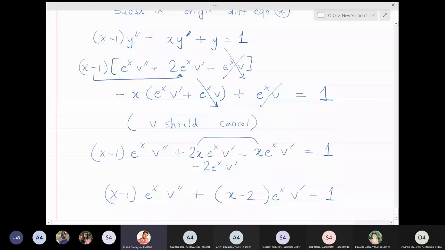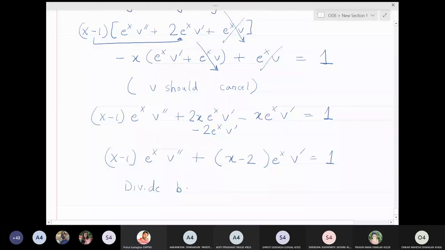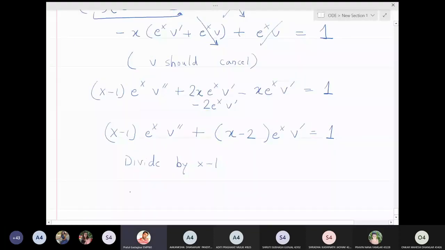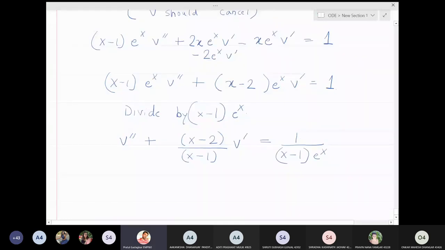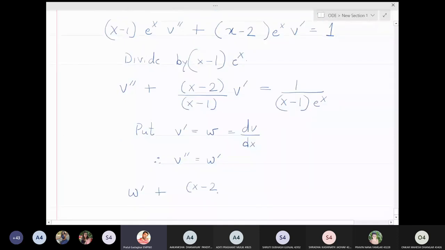And therefore, if I divide by x minus 1, what am I going to get? I'll divide both sides by x minus 1 and e power x. So it will be v double dash plus x minus 2 upon x minus 1 v dash is equal to 1 upon x minus 1 e power x, where e power x cancels. Okay, and therefore we have v dash and v double dash. Now you put v dash is equal to w, meaning dv by dx we put w. If v dash is w, therefore v double dash will become w dash. Therefore this is w dash plus x minus 2 upon x minus 1 w equal to 1 upon x minus 1 e raised to x.